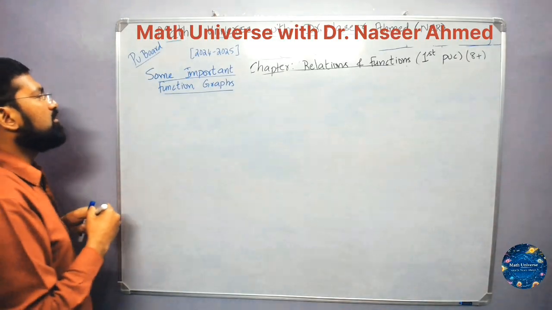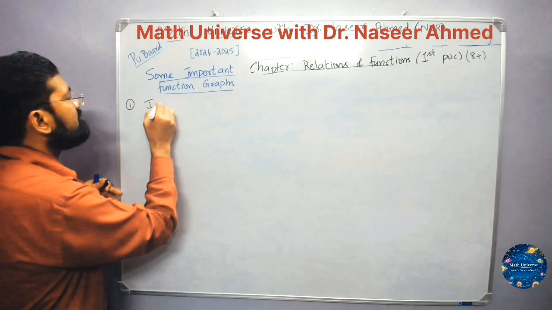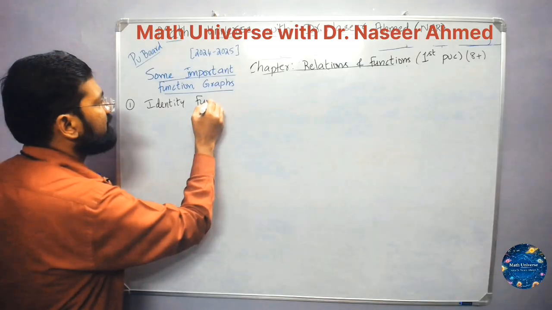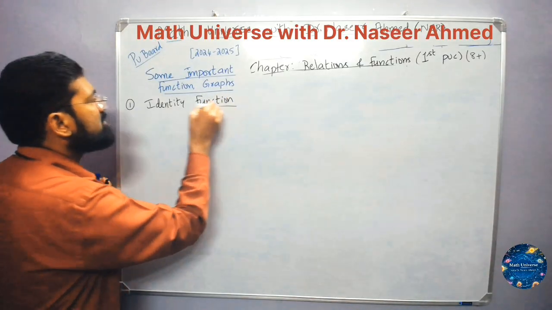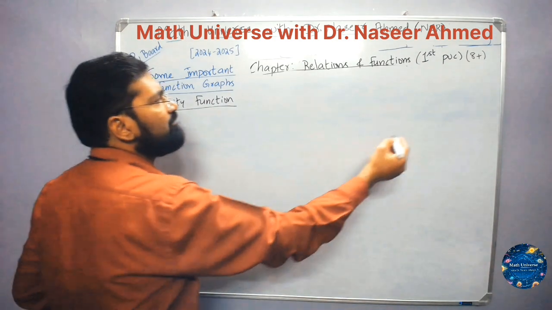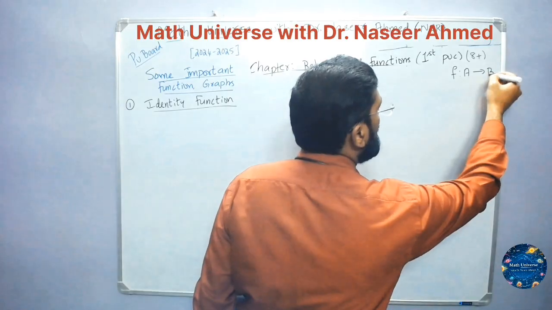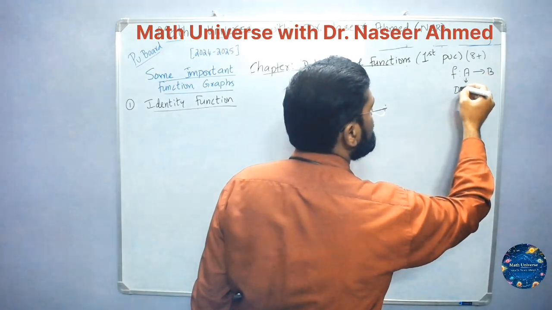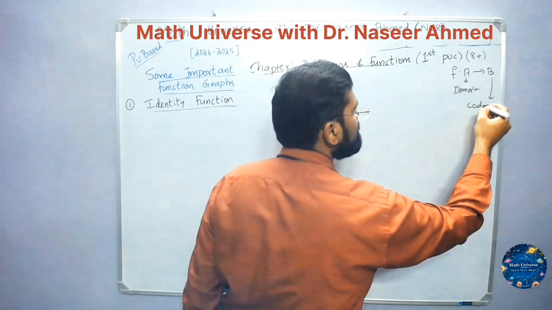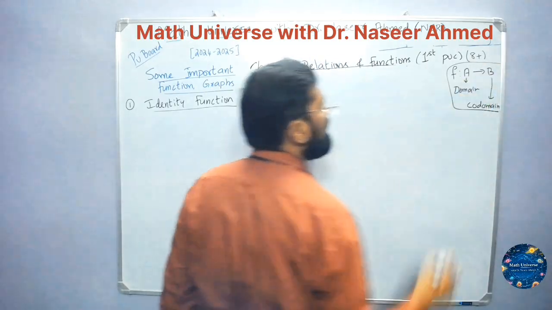Okay. Now in this, the first graph is the identity function. Now what is this identity function? As we discussed previously, when I say function, let us write it here, always f will be a function from where to where? A to B. Always my first set will be domain and the second set will be codomain. So this is always there for all the graphs.